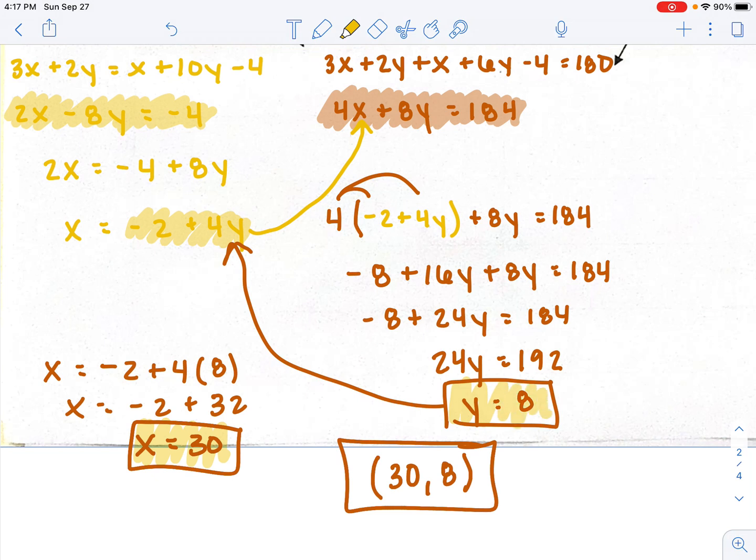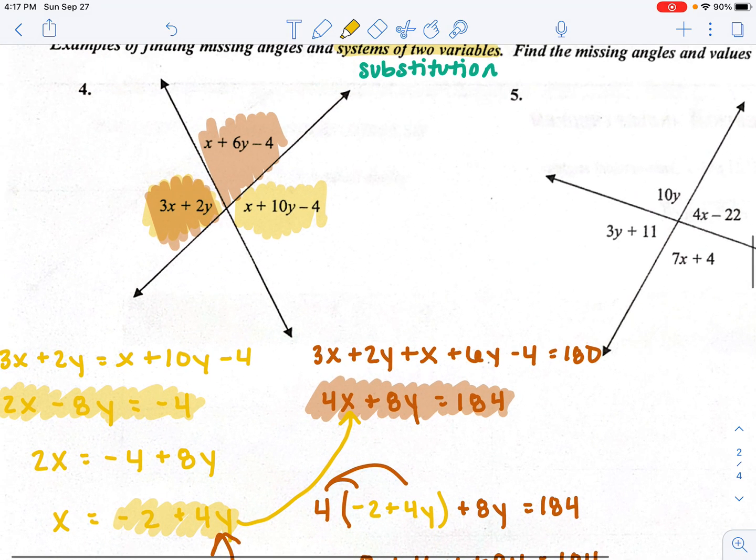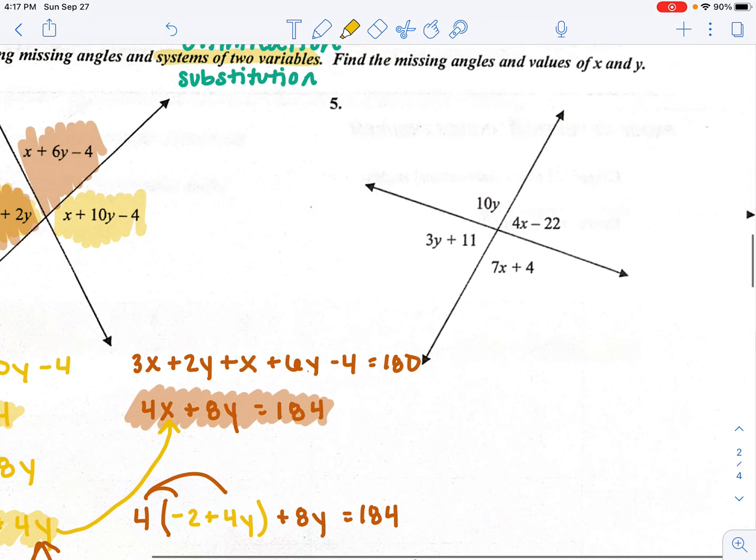The other way is elimination. That's kind of my favorite way too. I'll show you guys an example of that in class as well so you can see both. Whew, it's a lot of work, right? A lot of work for one problem.